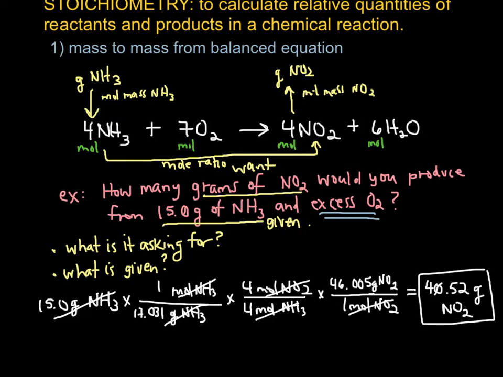I also know that from my equation, it's a 1-to-1 ratio. So a mole of this would make a mole of NO2. And I know that a mole of NO2 weighs 46 grams. So it makes sense that because I have less than a mole of NH3, I would have less than a mole of NO2. So that should weigh less than 46 grams. I want you to start thinking about, does your answer make sense?